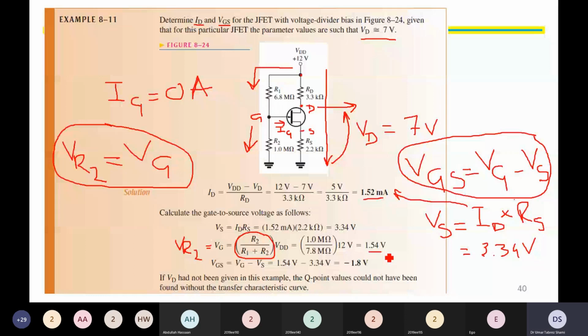And finally, we have the formula VGS is equal to VG minus VS, which is 1.54 volt minus 3.34, equal to minus 1.8 volts. So this is the gate and source voltage.